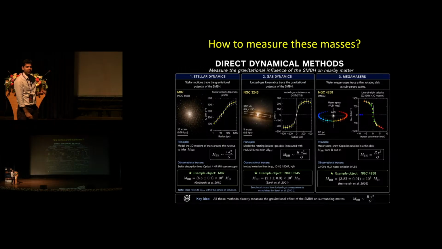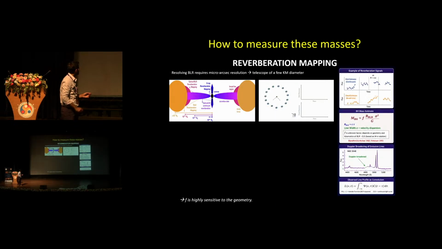If you want to measure masses at redshift more than 0.1 and above, you need some kind of indirect method. The reason is that to resolve the BLR or the central engine of an AGN, you need micro-arcsecond resolution. Translated into the diameter of a telescope, you need a telescope a few kilometers in diameter. This is not physically possible.